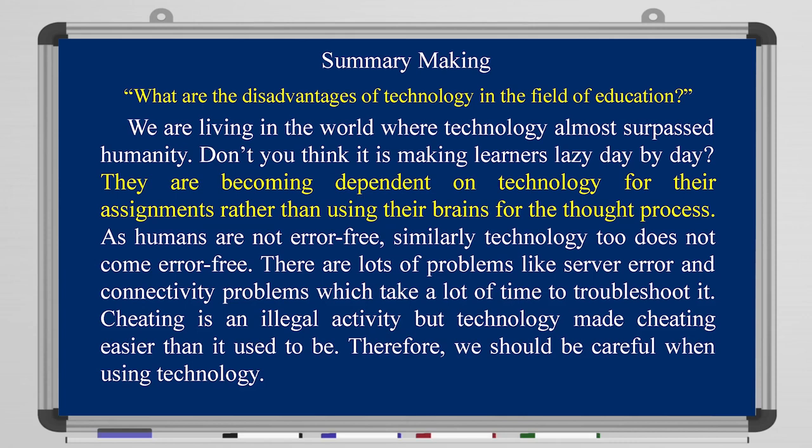I want you to choose 4 disadvantages of technology and blend them together in one sentence. So, the first answer is this. They are becoming dependent on technology for their assignments instead of using their brains. The other one is technology is not error-free. It has problems. Number 4, there are problems like server problems and connection problems. And finally, technology made cheating a little bit easier, okay?